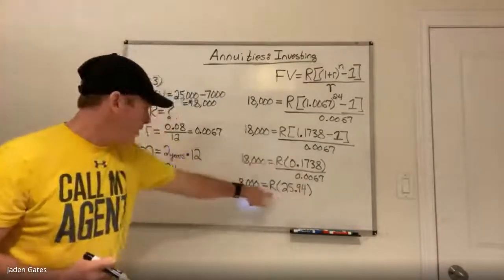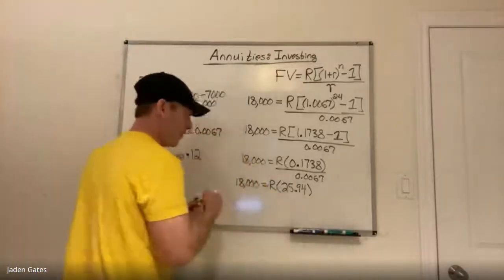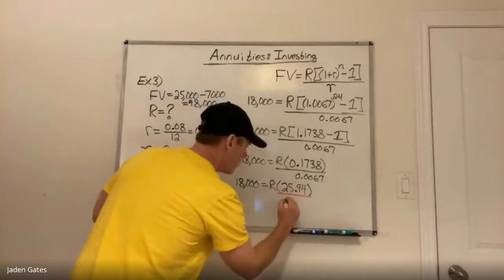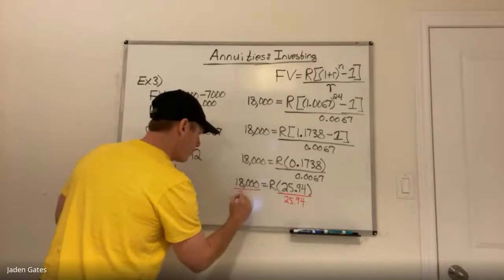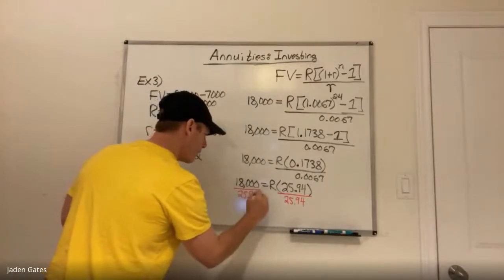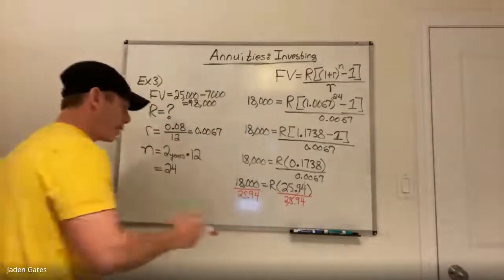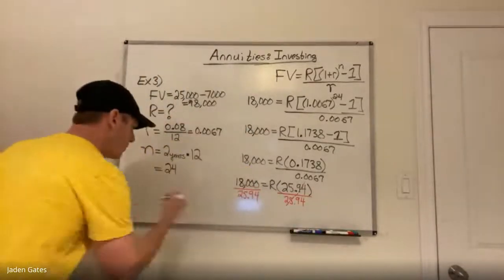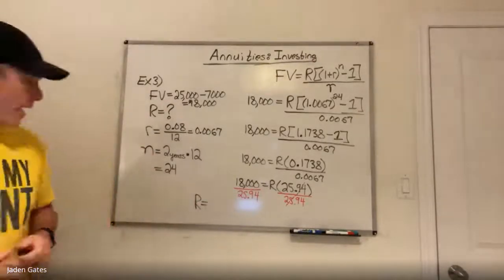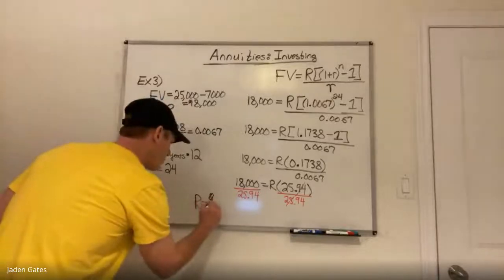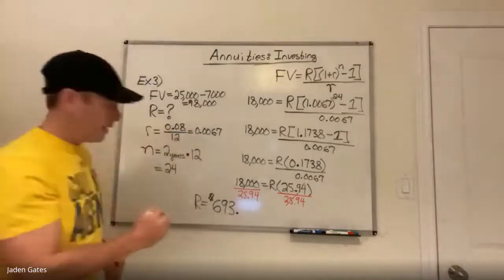And then lastly, I'm getting R by itself. Well, this is my numerical coefficient here, this 25.94. So I'm going to divide both sides by 25.94. And those divide each other out. And my regular payments, whatever 18,000 divided by 25.94 is, and well, the regular payments, hope she has a good job, $693.91.